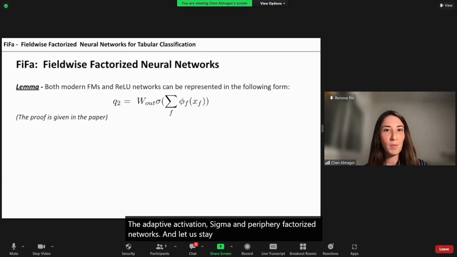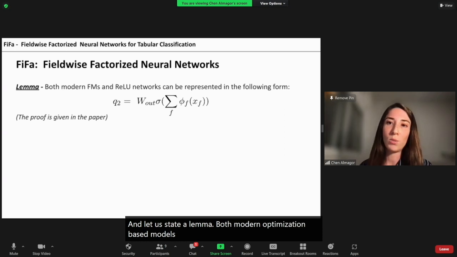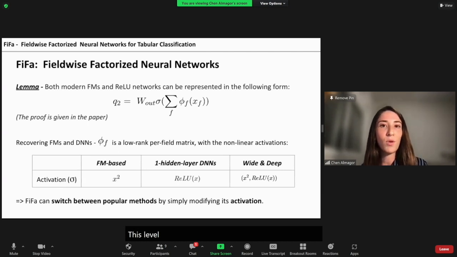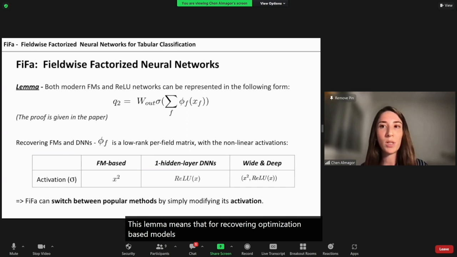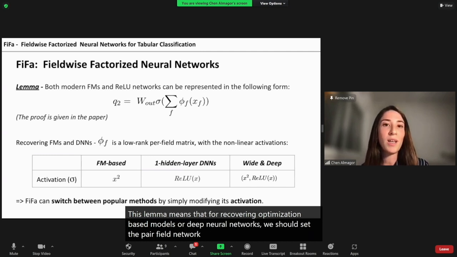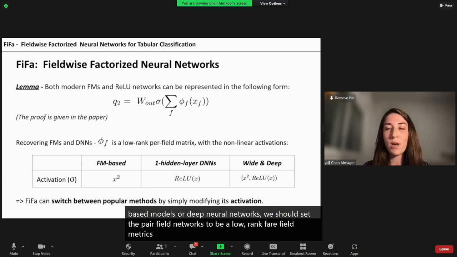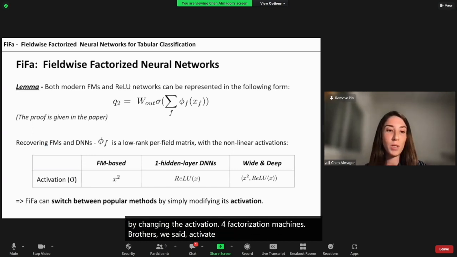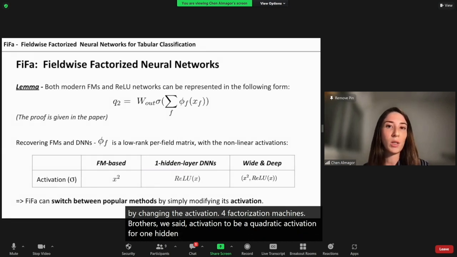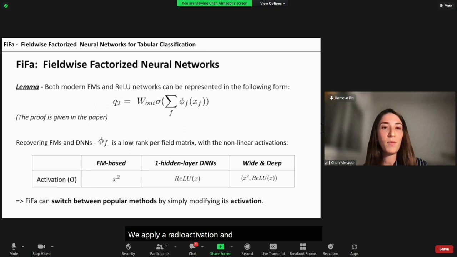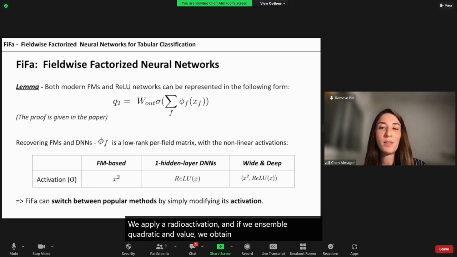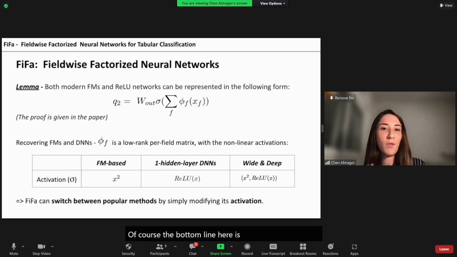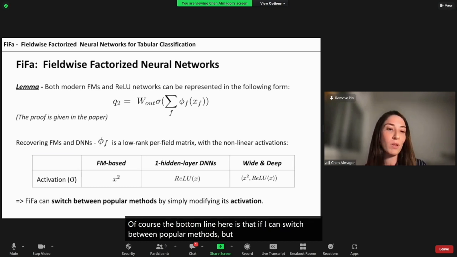Let us state a lemma. Both modern factorization-based models and ReLU networks can be represented in FIFA's formulation. This lemma means that for recovering factorization-based models or deep neural networks, we should set the pair field networks to be a low-rank pair field matrix and control the recovered model by changing the activation. For factorization machine models, we set the activation to be a quadratic activation. For a one hidden layer neural network, we apply a ReLU activation. And if we ensemble quadratic and ReLU, we obtain a model that is equivalent to wide and deep, up to the depth, of course. The bottom line here is that FIFA can switch between popular methods by simply modifying its activation.